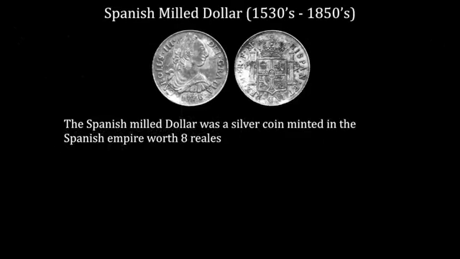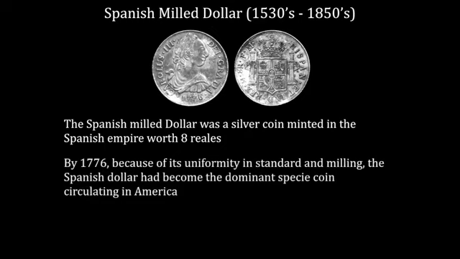The Spanish milled dollar was a silver coin minted in the Spanish Empire worth 8 reales. By 1776, because of its uniformity and standard in milling, the Spanish dollar had become an international currency and the dominant specie coin circulating in America.